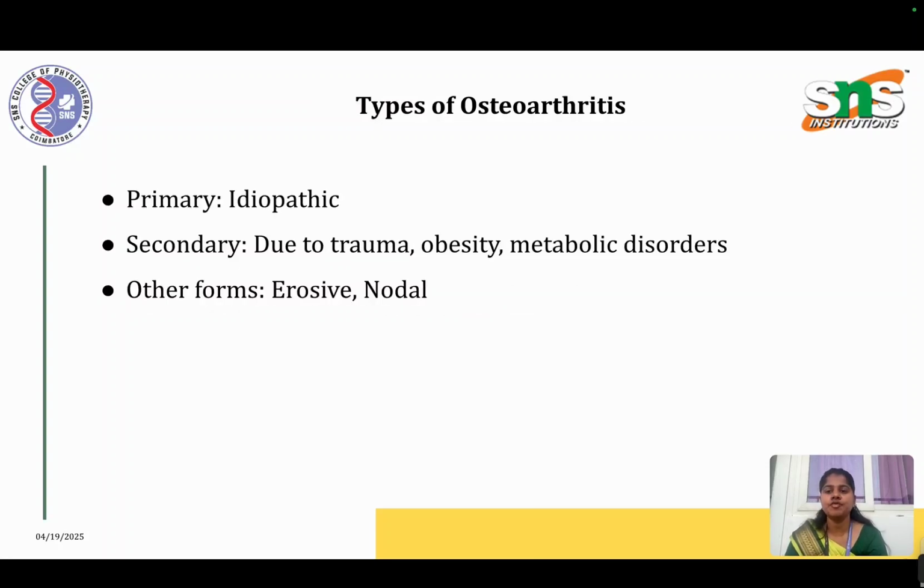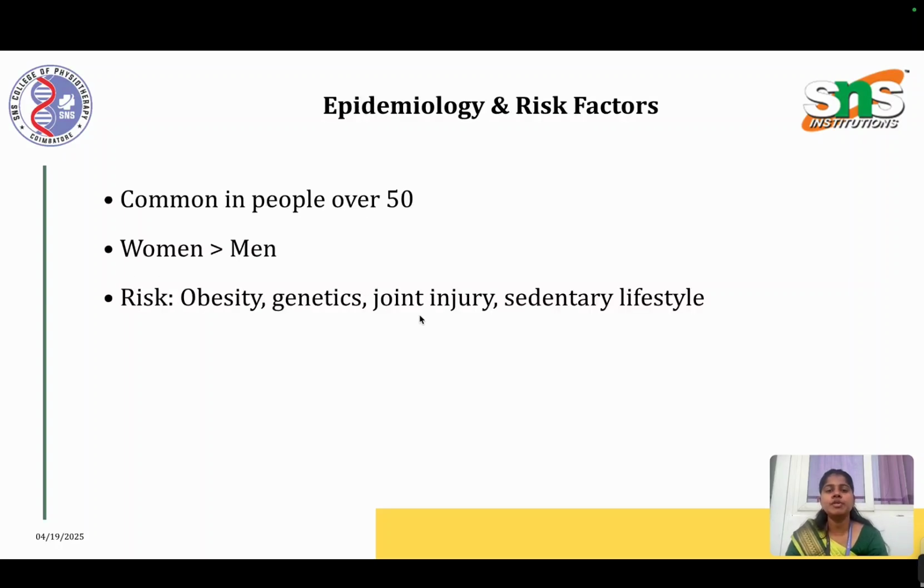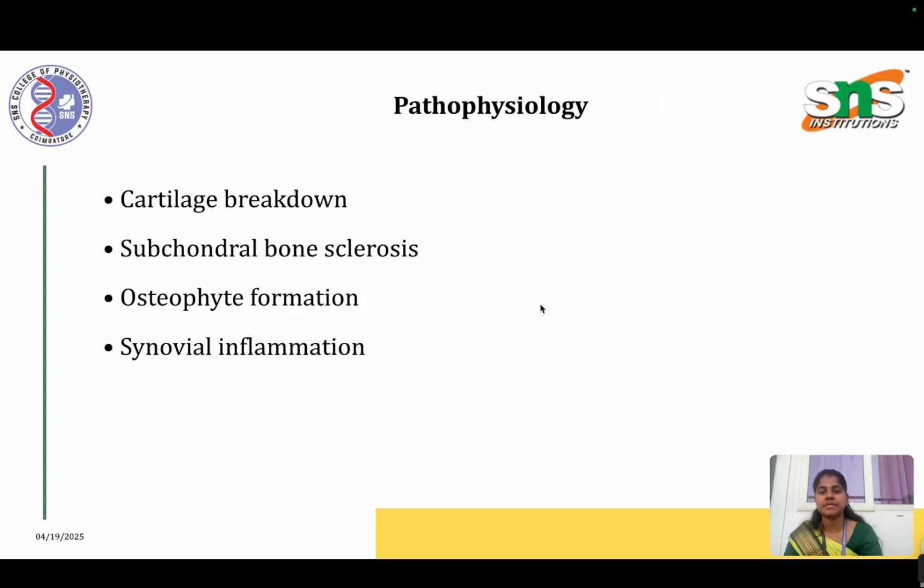And what are the types of osteoarthritis? Primary, that is idiopathic, of unknown reason, whereas secondary is due to trauma, obesity, metabolic disorders and so on, whereas other forms include erosive and nodal. What could be the epidemiology and risk factors? It is common in people over 50 years. Women are more prone than men. The risk factors include obesity, genetics, joint injury and sedentary lifestyle.